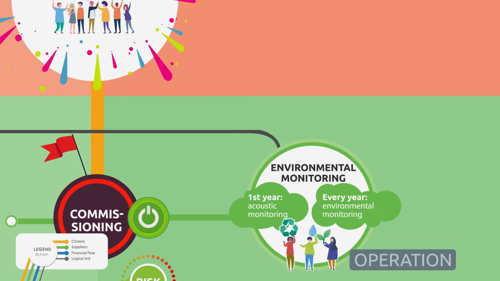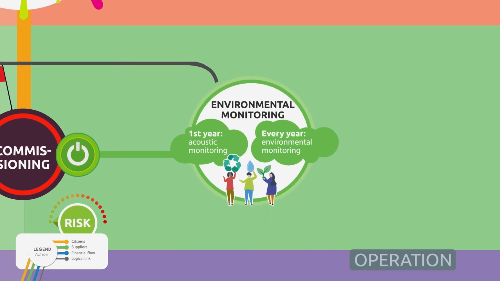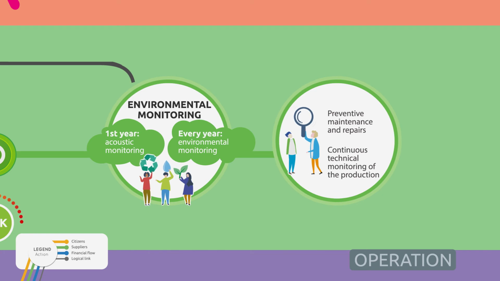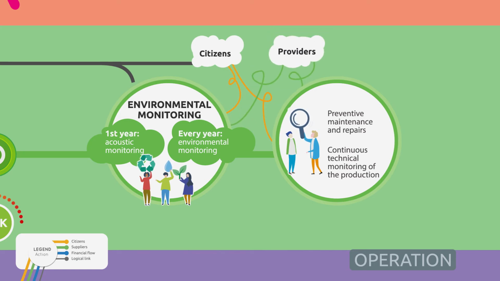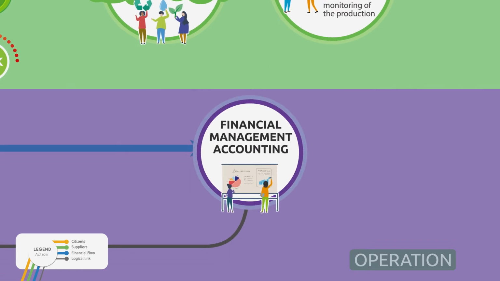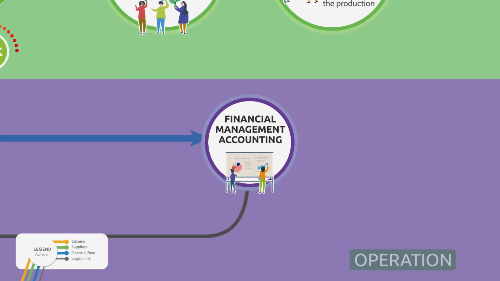Citizens and providers will help in the environmental monitoring. The first year will handle acoustic monitoring, while the second year will handle environmental monitoring. During this section, appropriate steps must be taken, such as preventive maintenance and repairs, as well as continuous technical monitoring of the production to ensure everything is operating efficiently. Financial management accounting must be carried out to manage the expense being done in the technical monitoring.